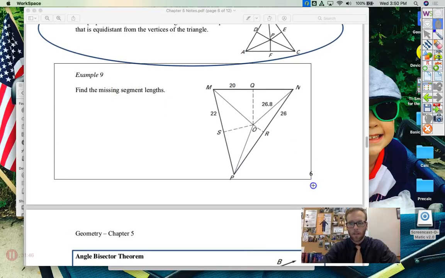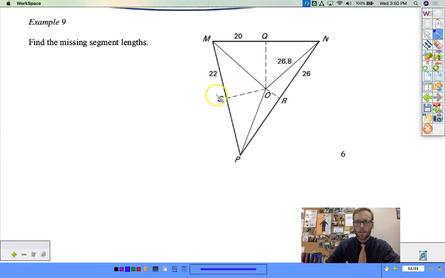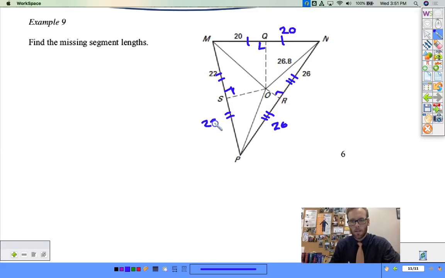Find the missing segment lengths. Now, I didn't put this in there, but each of these is a perpendicular bisector of a side. So fill in some missing lengths. If that's 20, this is 20, that's 26, this is 26, that's 22, this is 22. Now notice this distance right here, I'm going to make it a red line, is 26.8. That's the distance from the circumcenter to the vertex.